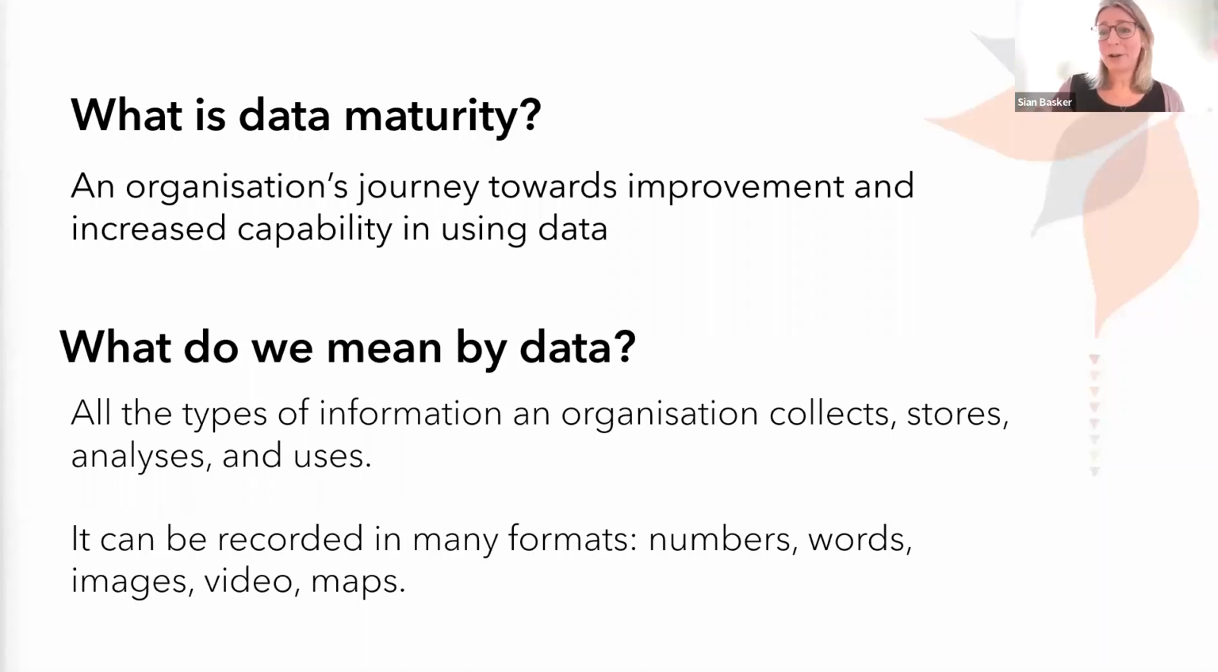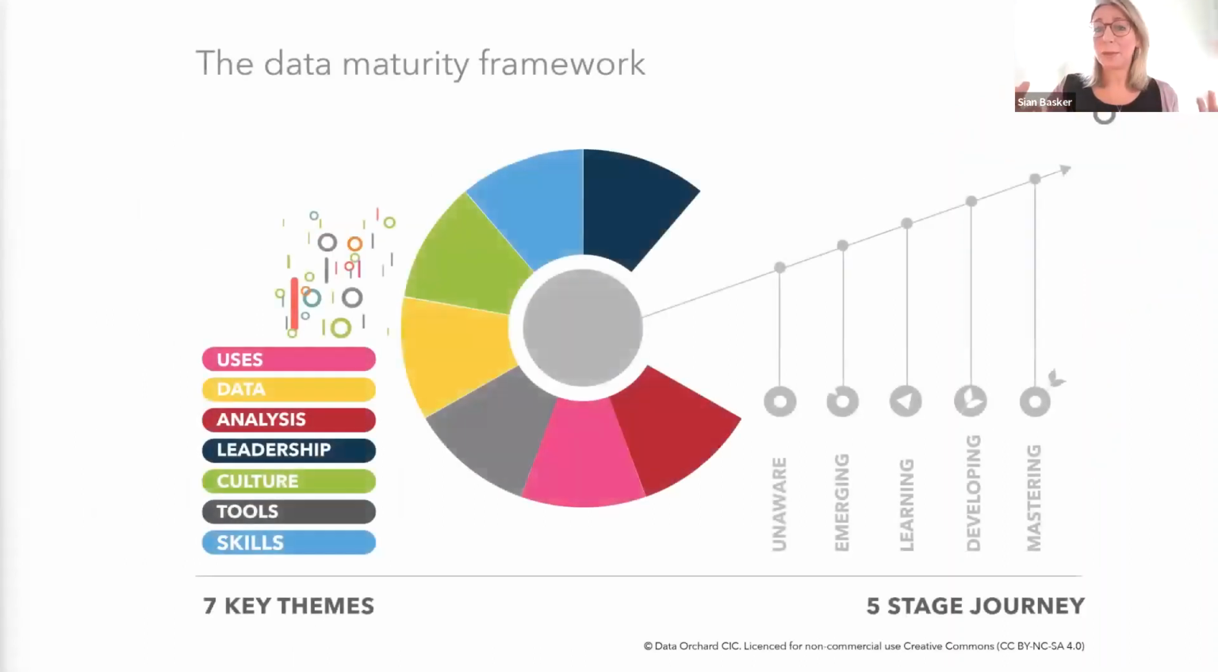And that's why it's really helpful to have a simple framework to explain, to sort of get the big picture. So we have, this is called a data maturity framework. It's got 5 stages to it. It sort of describes an organisation's journey, moving from unaware to emerging to learning to developing and mastering. And our framework has these 7 key themes, which I'll come back to in a moment.